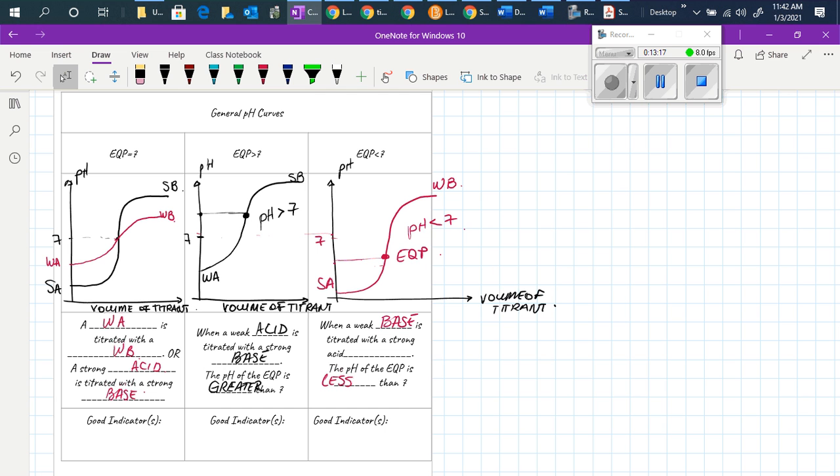Okay, so now if we talk about indicators, the good indicator in this case will be bromothymol blue. A good indicator for weak acid and strong base will be phenolphthalein. And for weak base and strong acid will be methyl orange. And as I said even before, the indicators that are in the flask are dependent on the situation that we are at.